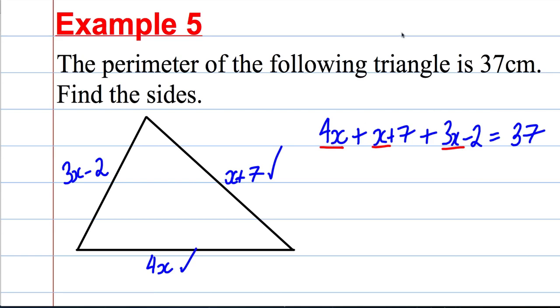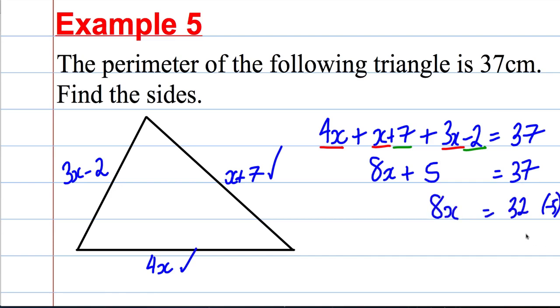4 plus 1 plus 3 is equal to 8x. Let's combine the numbers. 7 subtract 2 is 5. So that will get you another mark, is equal to 37. Then subtract 5 off both sides. 8x is equal to 32. And divide by 8. X therefore must be equal to 4. Okay, and now find the sides.